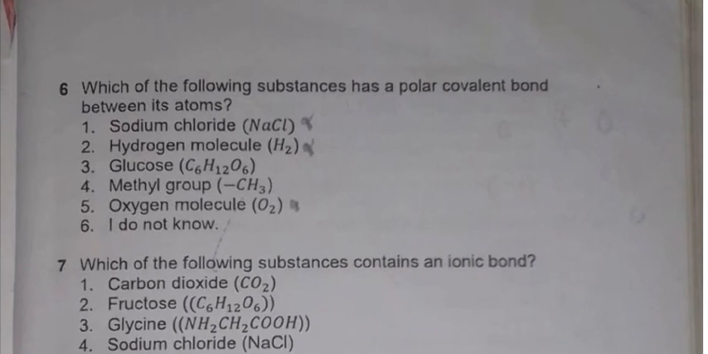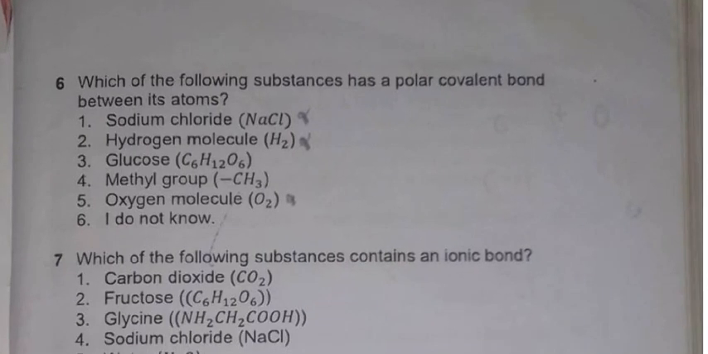So question 6 says, which of the following substances has a polar covalent bond between its atoms? Polar covalent bonds. So we have sodium chloride. Sodium chloride has got ionic bonds. They are not polar covalent bonds. So we leave out sodium chloride. Then we have hydrogen molecule. So hydrogen molecule is not a polar covalent bond. It is a covalent bond but not polar. As you can see, we have the same atoms.